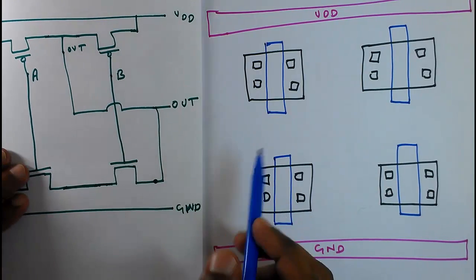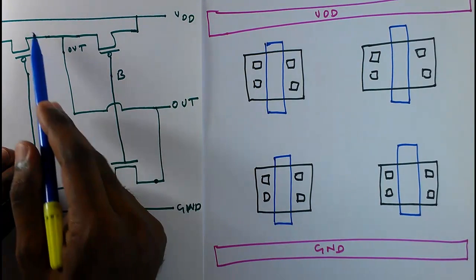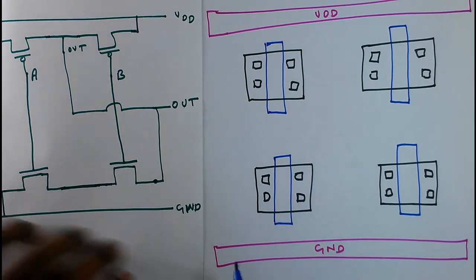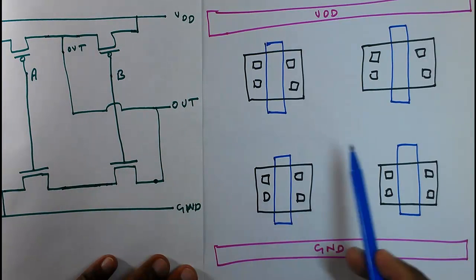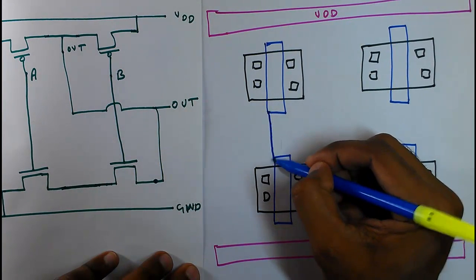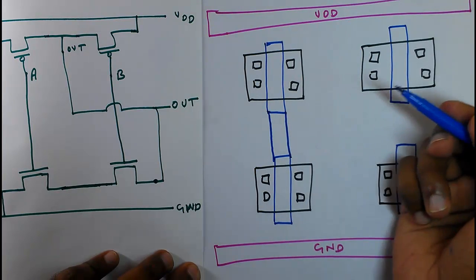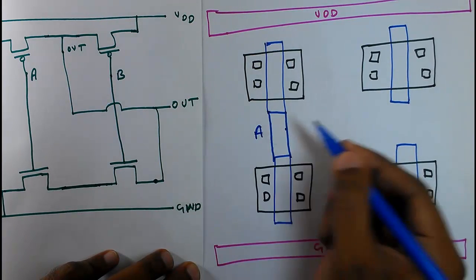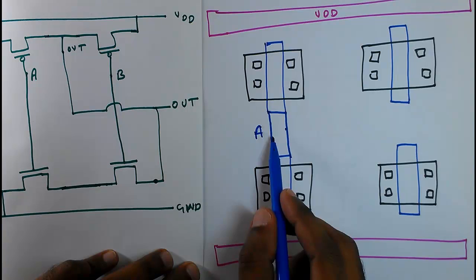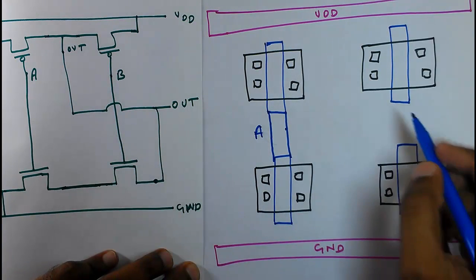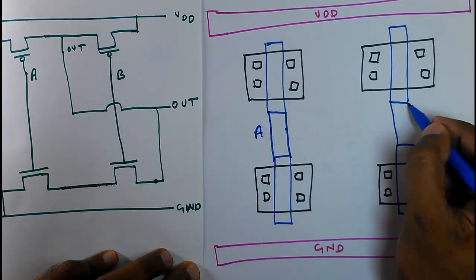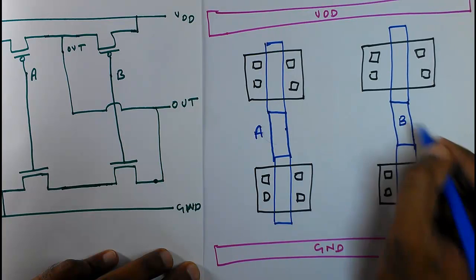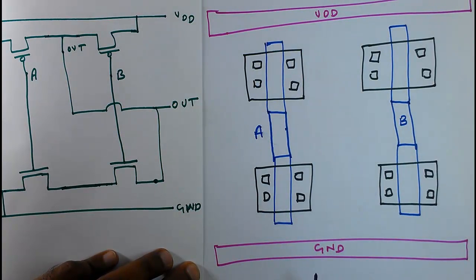So this is the first MOSFET, and this is the NMOS, and this is the PMOS. Their gates are connected. So I am just replicating this schematic to this layout. So they are connected, and we can name this as A. A means this is the input A. Similarly, gates of B are also connected. So this is named as terminal B. So these connections are done with polysilicon.